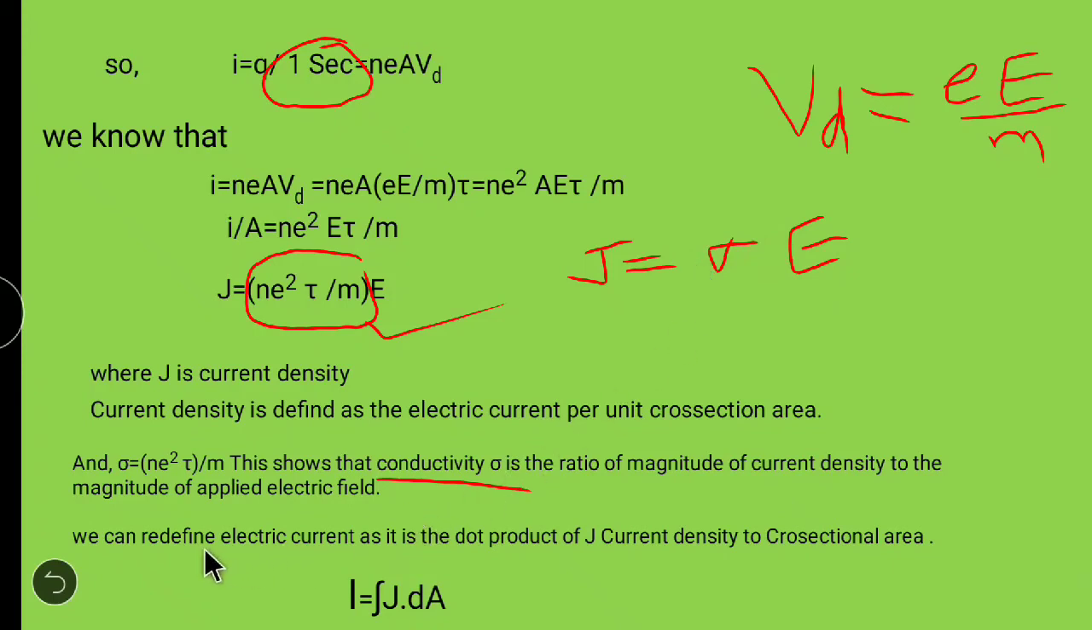So here, students, we can redefine electric current as the dot product of current density and cross section area. So here I is equal to the integral of J dot dA. Students, why I have mentioned the integral sign, if you have understood, let me know in the comment section. If not, then I will explain.